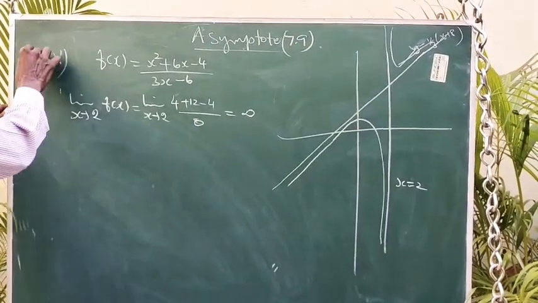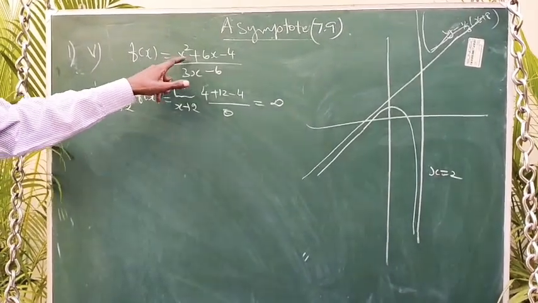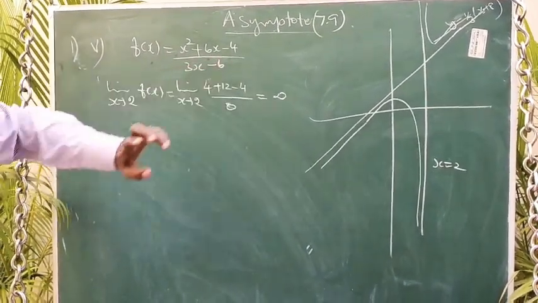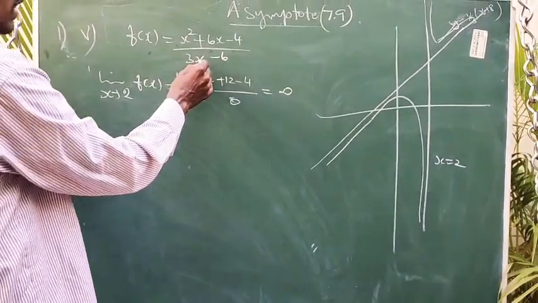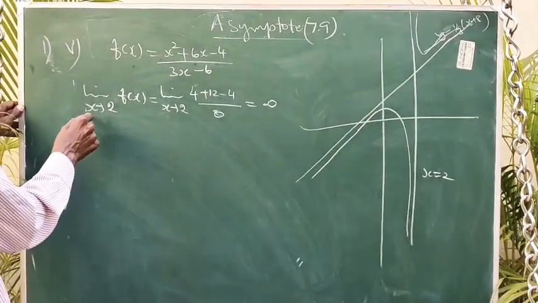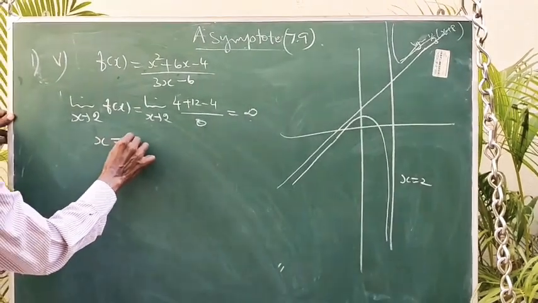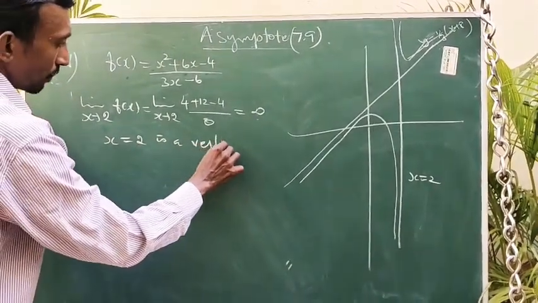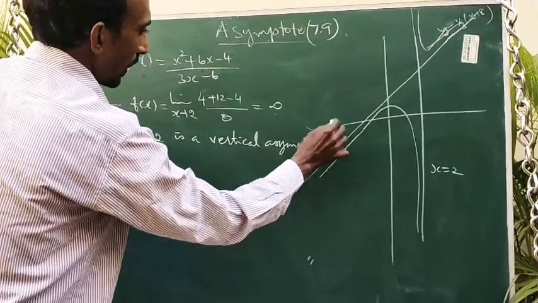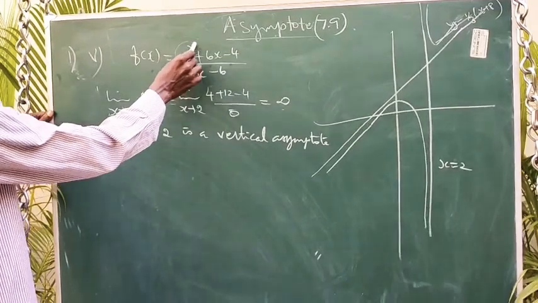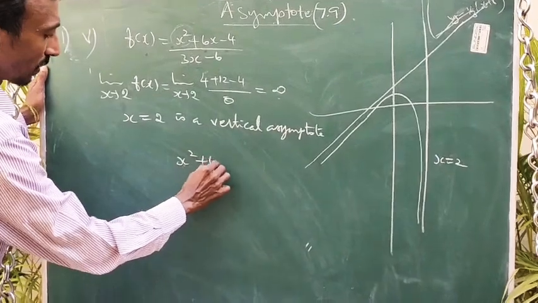So subdivision 5 in exercise 7.9, first question. f of x equal to (x square plus x minus 4) by (3x minus 6). It is similar to the previous question. So again look at the denominator. If you put x equal to 2, it becomes 0. So apply limit x tends to 2 of f of x. So it becomes infinity. So x equal to 2 is a vertical asymptote. Okay. Then look at the degree: the numerator is greater than the denominator. Surely a slant asymptote exists.